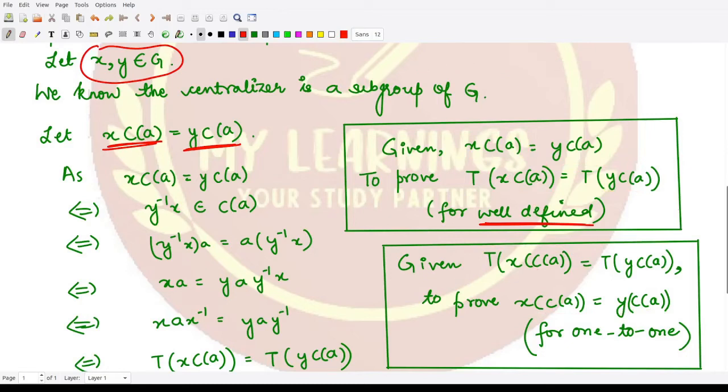We consider the domain elements as equal, so we assume xC(A) is equal to yC(A). If that is so, then according to the properties of the centralizer, we have y inverse x is a member of the centralizer of A. That means this would commute with A, because the centralizer contains all those elements which commute with A. So therefore y inverse x A would be equal to A y inverse x, right? We have this expression according to the definition of the centralizer of A.